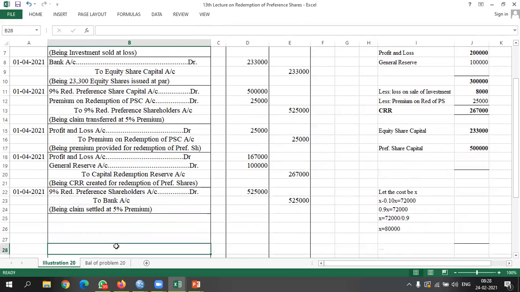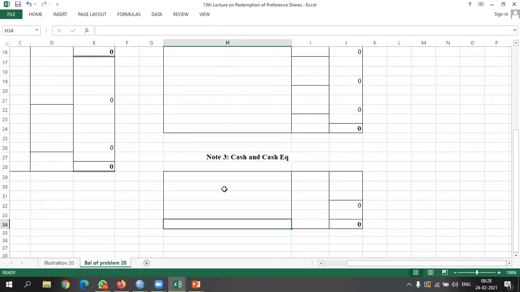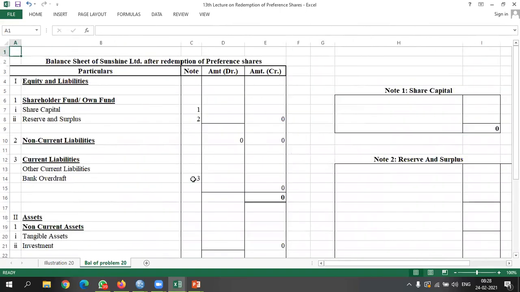Now they have also told us to make a temporary arrangement of a bank overdraft, but we don't know how much bank overdraft we require. So for that purpose, first of all, we will make a balance sheet. Under balance sheet, we will make note number 3 related to cash and cash equivalent. Then we can also pass one entry related to bank overdraft. So moving to the balance sheet, this is a format of balance sheet which is already ready.